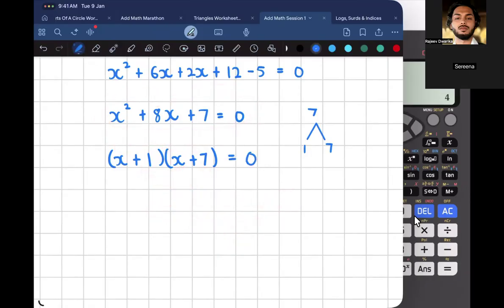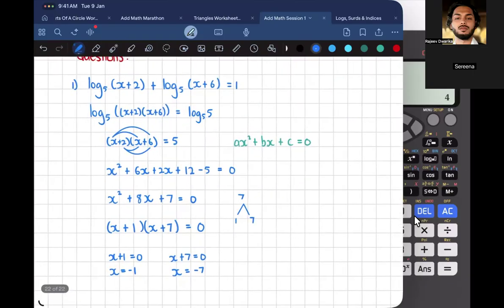Now, since we wrote it as a product of factors, I could now equate each factor to 0. So I would say x plus 1 is equal to 0, and I would say what? X equals negative 1. And x plus 7 also equals 0. So x is equal to negative 1, and over here x is equal to negative 7. Perfect.